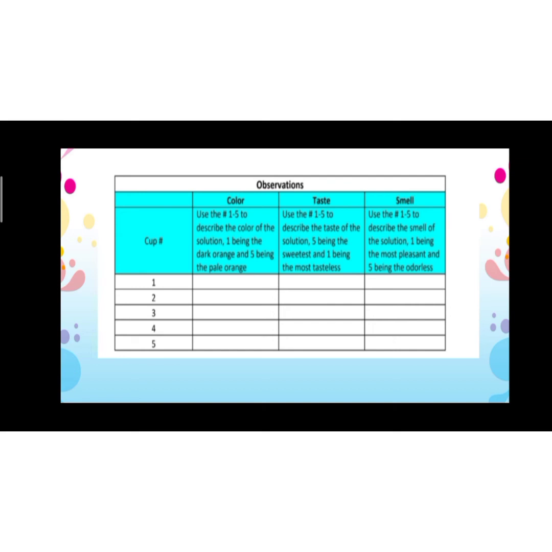For the taste, use the number 1 to 5 to describe the taste of the solution, 5 being the sweetest and 1 being the most tasteless. Magiging answer nyo sa taste is 5, 4, 3, 2, 1 pababa. For smell, use the 1 to 5 to describe the smell of the solution, 1 being the most pleasant and 5 being the odorless. So, dyan po, answer is 1, 2, 3, 4, 5 pababa. Ayan, sinabi ko na yung sagot. So, sulat nyo na lang po.